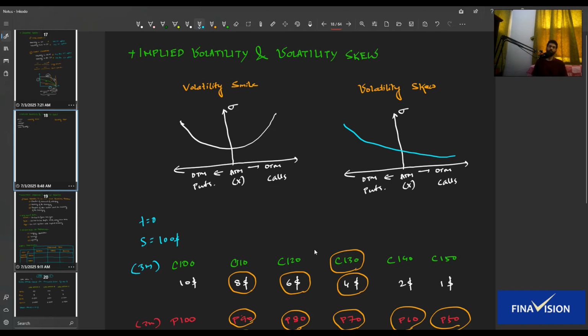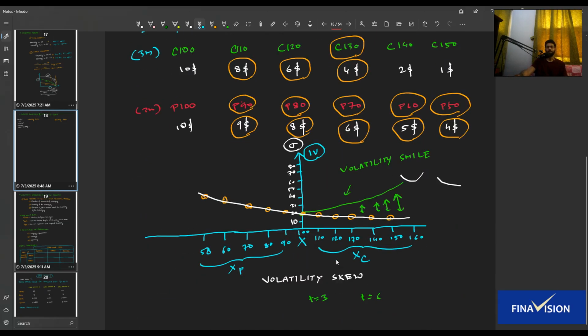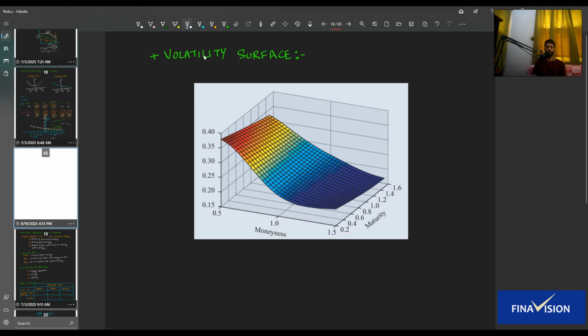Now, what if we make the time also dynamic? Then it becomes a volatility surface. Now it can look something like this. This is the volatility surface, my friends. And what it is showing, let's understand. This axis is the moneyness, right? This is the moneyness axis, and this point, let's say, is the strike price. Okay, so this is representing the at the money option position.